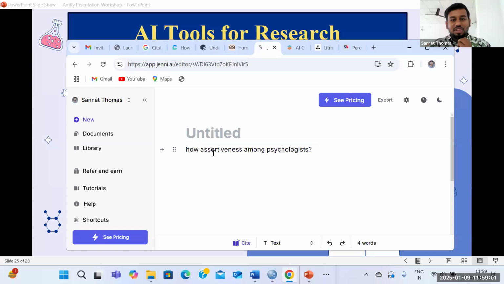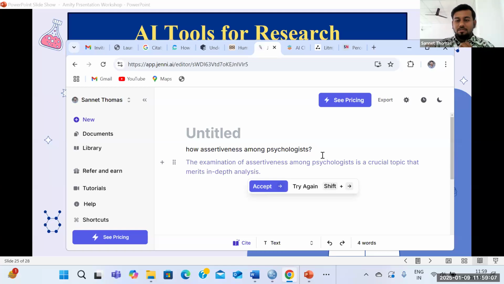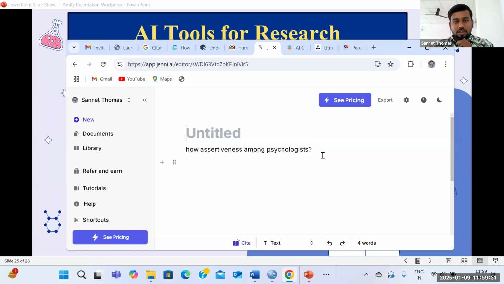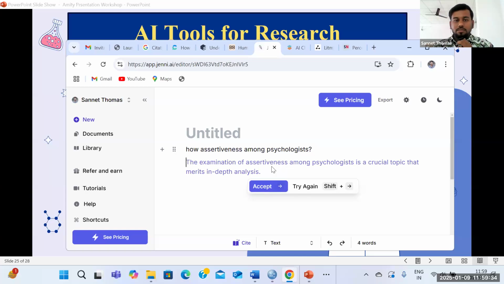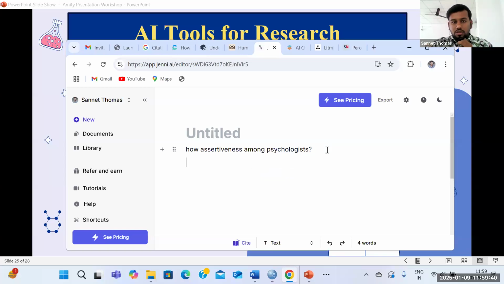Next one is Jenny. Say, for example, you have an idea about research, but you think your writing skills are very limited, and you don't have that much skill. You are not at that level to write, and you don't know how to write scientific articles. So Jenny will be helpful for writing articles, especially scientific articles. Say, for example, here also you can ask some questions. How assertiveness among psychologists? When we type the question, it will give auto suggestions. So if you start writing, it will give you suggestions.